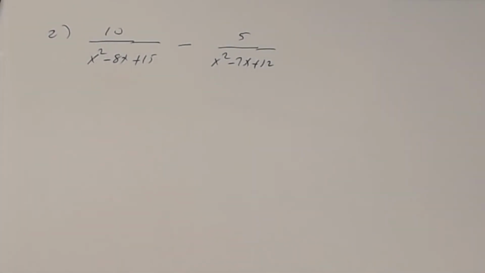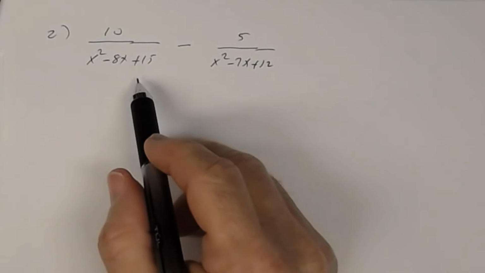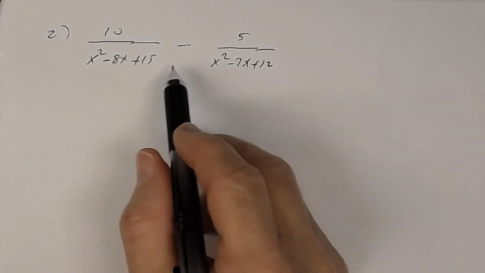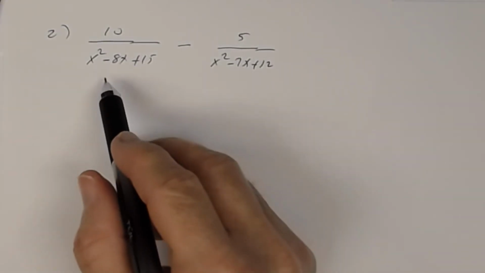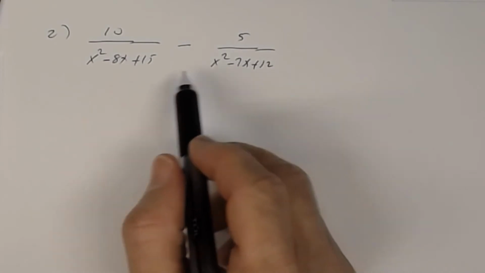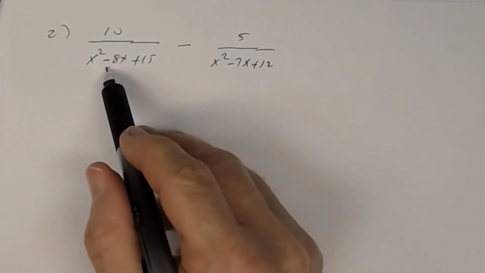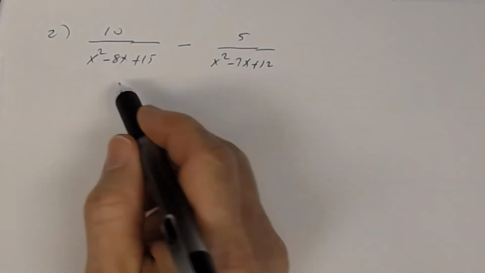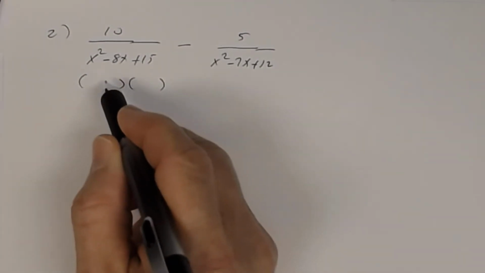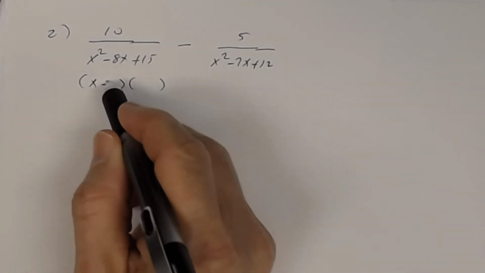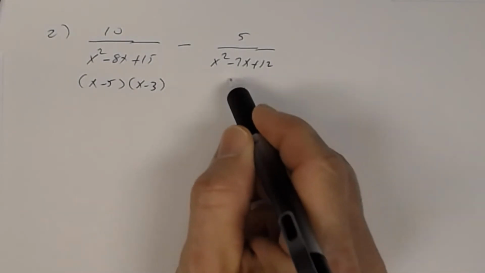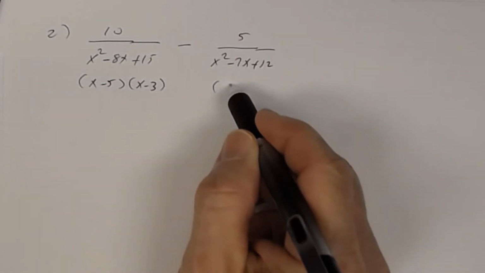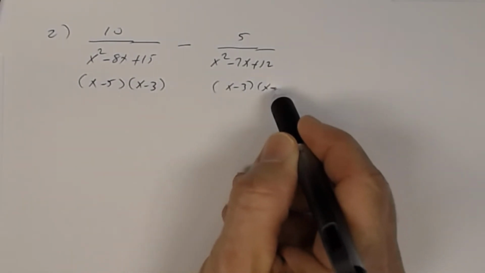Okay? Before we find the LCD, or before we even attempt to subtract these rational expressions, the denominators must be the same. So notice I have to factor those denominators. When I factor those denominators, this is going to be x minus 5 times x minus 3, and this you can factor as x minus 3 times x minus 4.